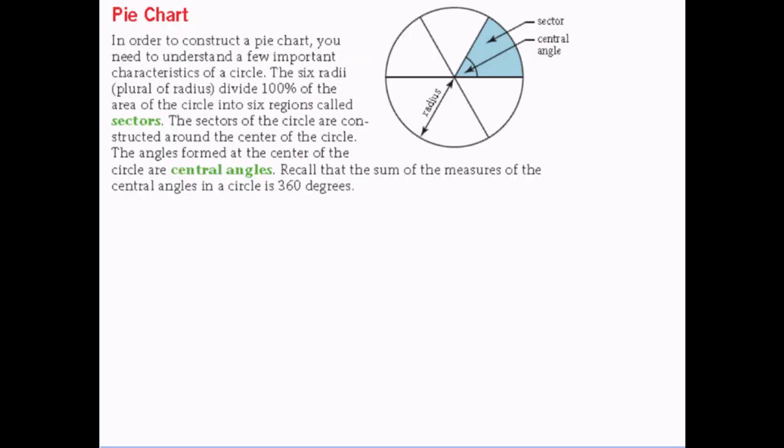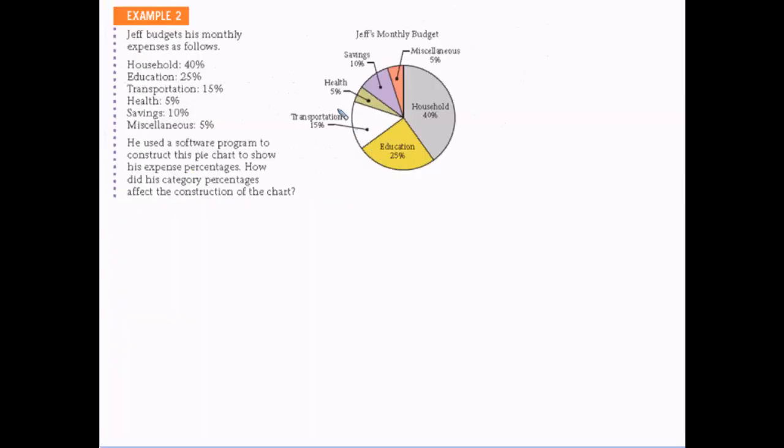Okay, so let's just say we wanted to do, we'll just do this one. Okay, we've got a budget. He's got 40% going to his household, 5% to miscellaneous, 10% to savings, 5% to health, 15% to transportation, and 25% to education. Now, household includes things like utilities, I'm sure, and food. Right? He used a software program to construct this.